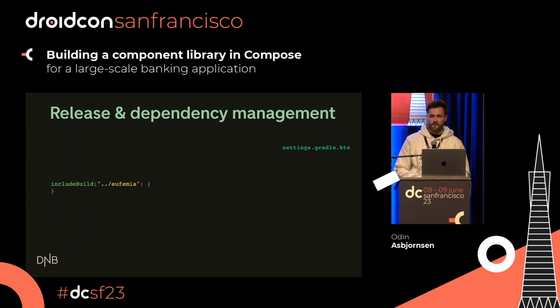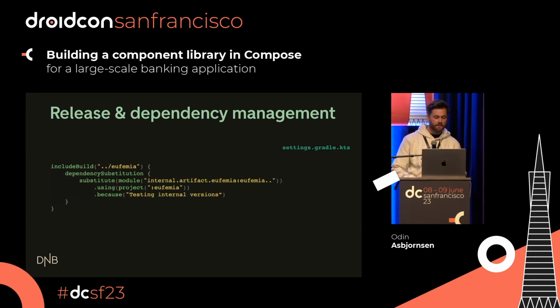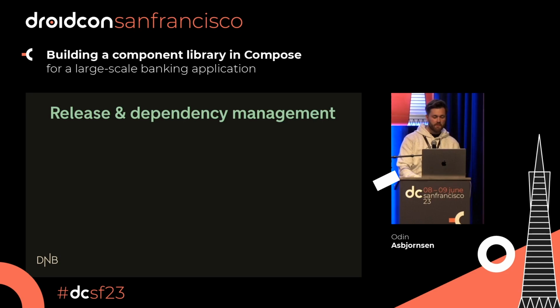So what is actually local substitution? If you want to test a library locally in your application, you can do something like this in your project. In your settings Gradle file, you can add this includeBuild, which will include the folder where you have your library locally. And then you can use something called dependency substitution here, like this. This will say to Gradle, I want to substitute this dependency for whatever local library I have in this Femia folder. And this works great for testing easy stuff, but it has some drawbacks.